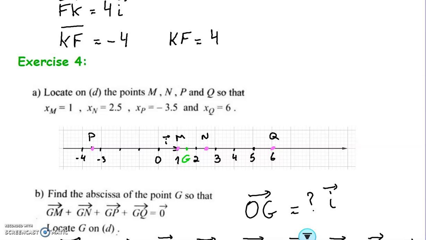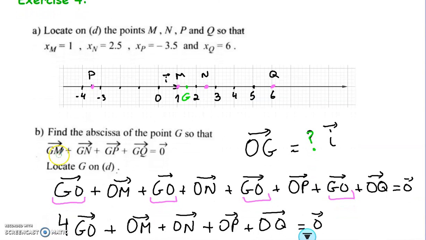Now part B, find the abscissa of the point G so that GM plus GN plus GP plus GQ is equal to the 0 vector. To find the abscissa of point G, we need to find OG in terms of I. So I want to write OG as something times I. And this question mark here that we are going to find will be the abscissa of point G. To do this, we can start with this equation with vectors and insert letter O here, here, here, and here. Okay, so by Chasles' rule, we can insert O in the 3 places in order to get a G with O only, and nothing else, because G is our unknown point.